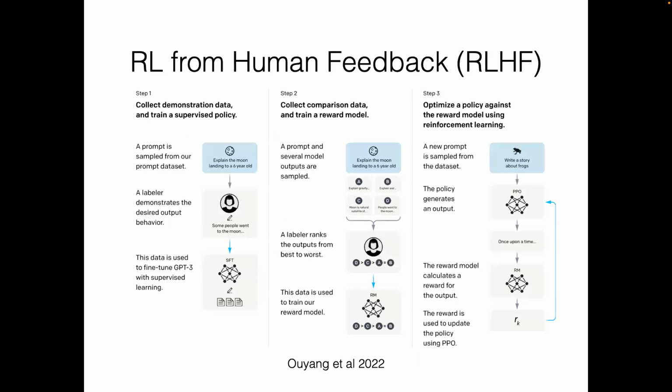This was a really famous paper in 2022 that did this. This is from OpenAI, and you can see these three different steps: collect the demonstration data, collect the comparison data and train the reward model, and then optimize the policy against the reward model using reinforcement learning. I'm going to go through each, so you don't have to read through everything on the image, and hopefully get through it in time.